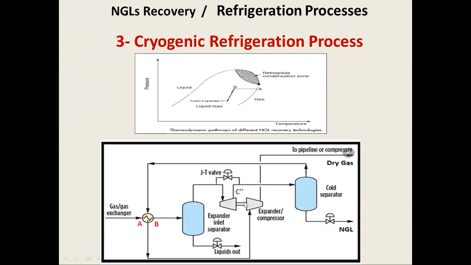So this side is the turbo expander, and this side is a compressor. The design of the blades of the impeller of the turbine is different than the design of the blades of the impeller of the compressor. The two are driven by the same rotor, and they are pushed by the pressure energy of the entering gas. This is the process description of this method.